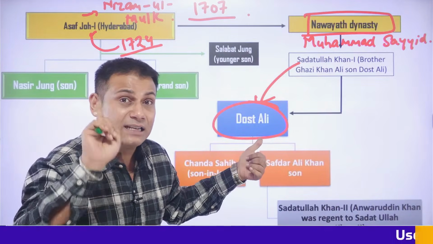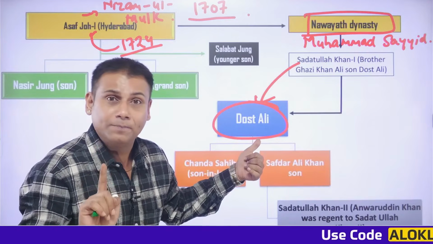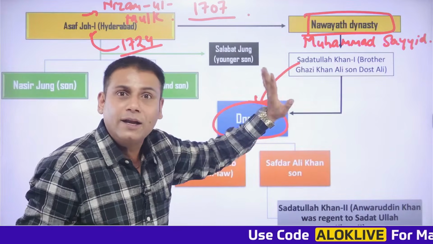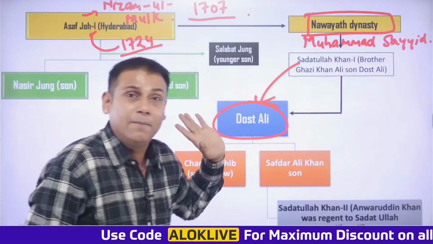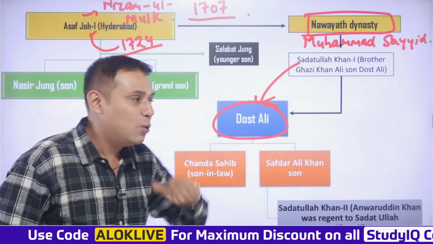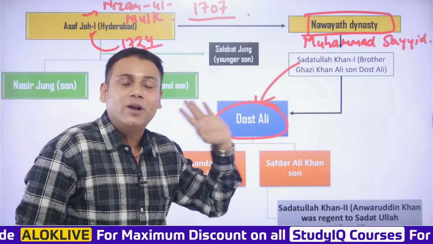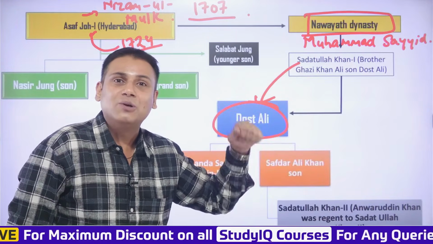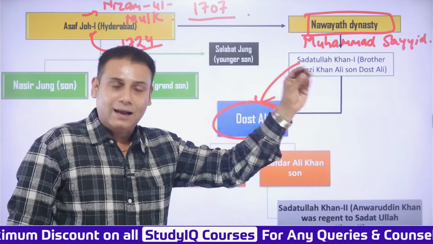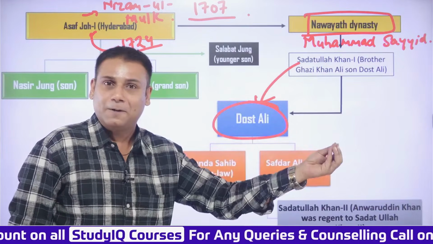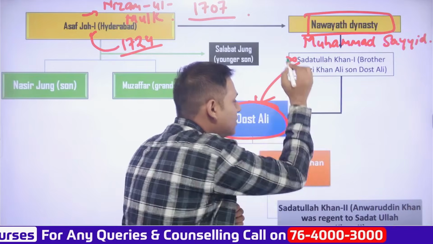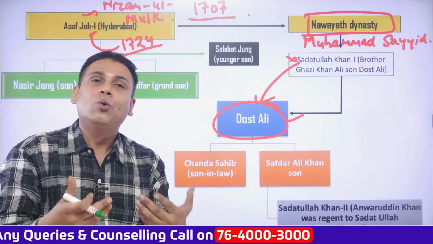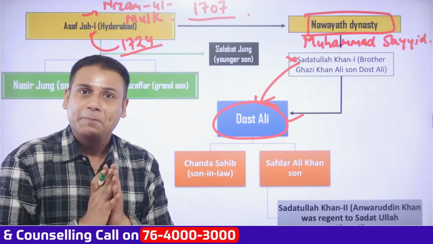Please understand the things in a step-by-step manner. Okay? Sadatullah Khan did not have any son. He had a brother whose name was Ghulam Ali. Ghulam Ali had a son whose name was Dost Ali. So he adopted his brother's son, Dost Ali, and declared Dost Ali as his successor. After the death of Sadatullah Khan, Dost Ali became the new Nawab of Carnatic.